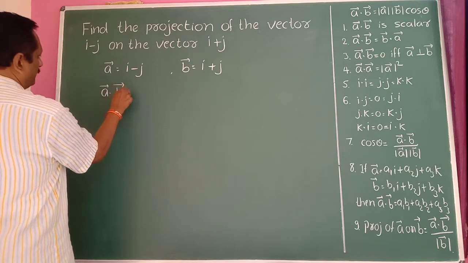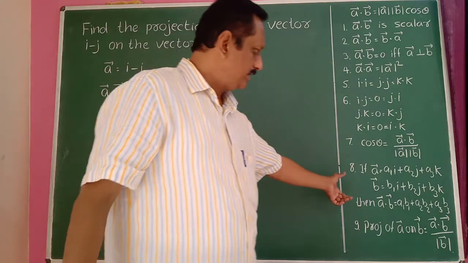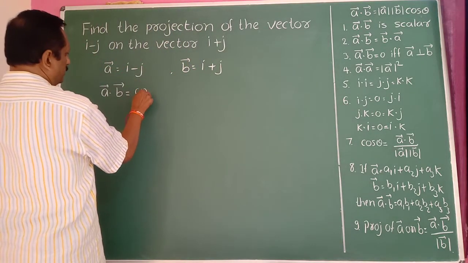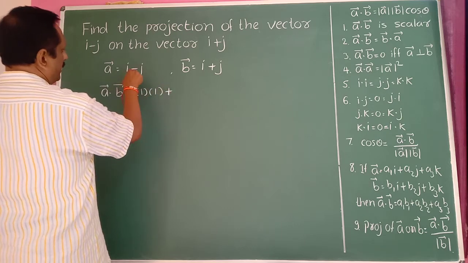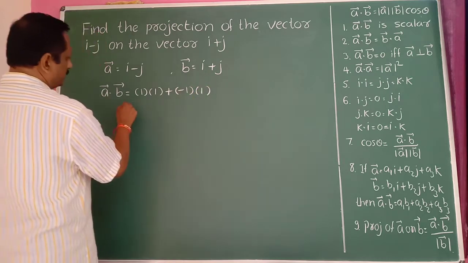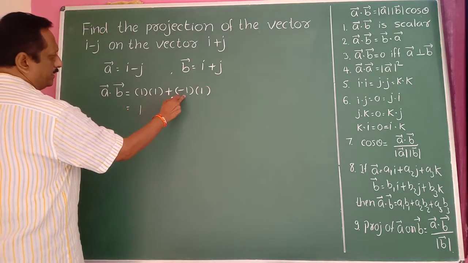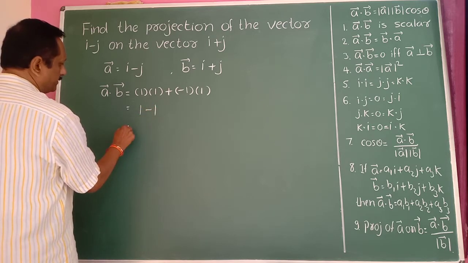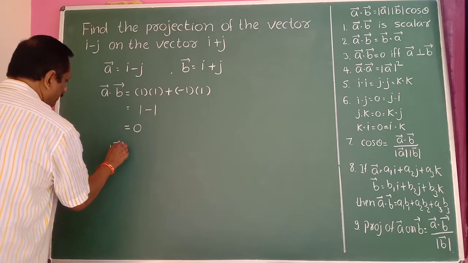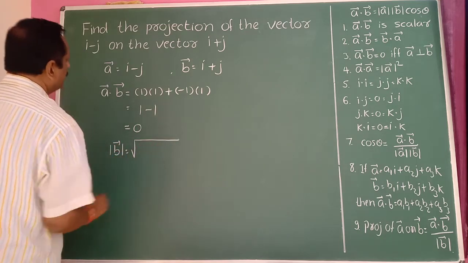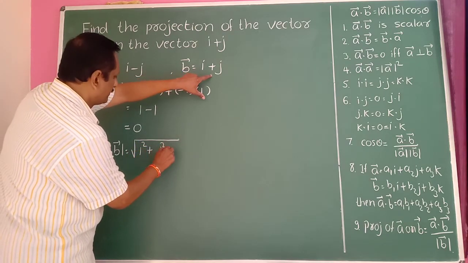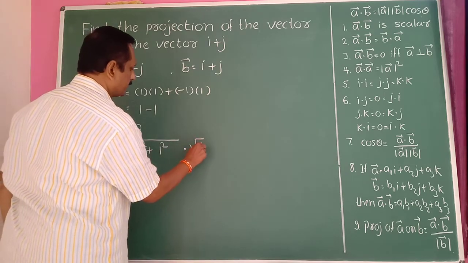A bar dot b bar, using again this formula, is 1 into 1 plus minus 1 into 1. 1 into 1 becomes 1, minus 1 into 1 is minus 1, so it becomes 0. Then the modulus of the vector b bar is the root of 1 square plus 1 square. It gives the root of 2.